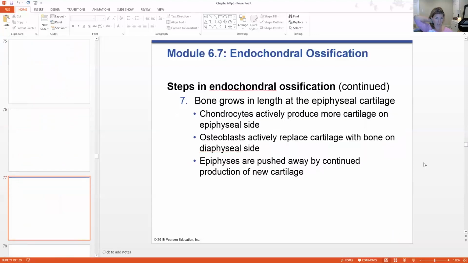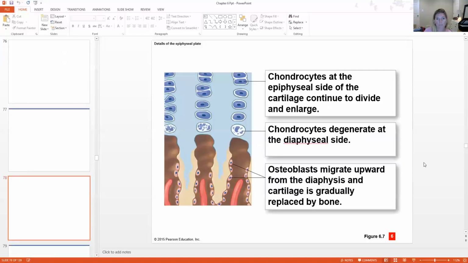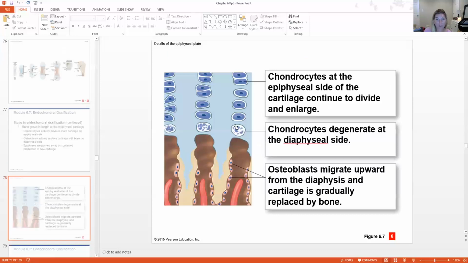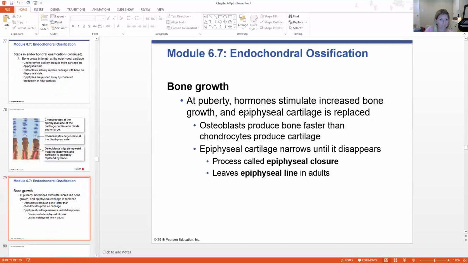Finally, the bone grows in length at the epiphyseal cartilage, and the chondrocytes will produce more cartilage. The osteoblast will eventually replace the cartilage with bone on that diaphysis side, and the epiphyses are basically pushed away, and continued growth of the bones. So you have the chondrocytes at the epiphyseal side that will continue to enlarge, the chondrocytes degenerate, and osteoblasts continue to migrate up, basically replacing the cartilage with bone. Bone growth continues through puberty.